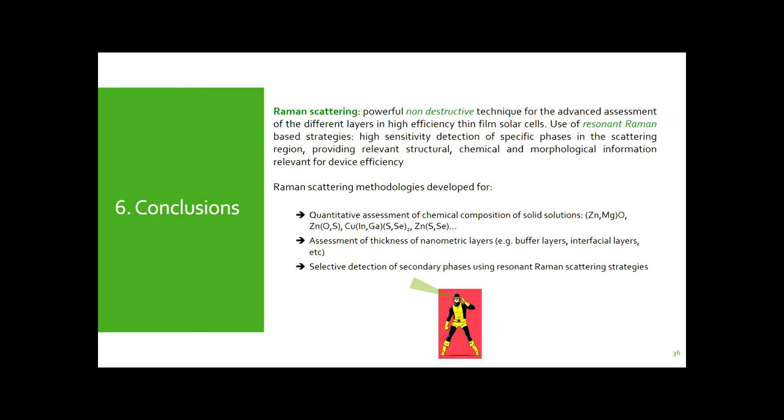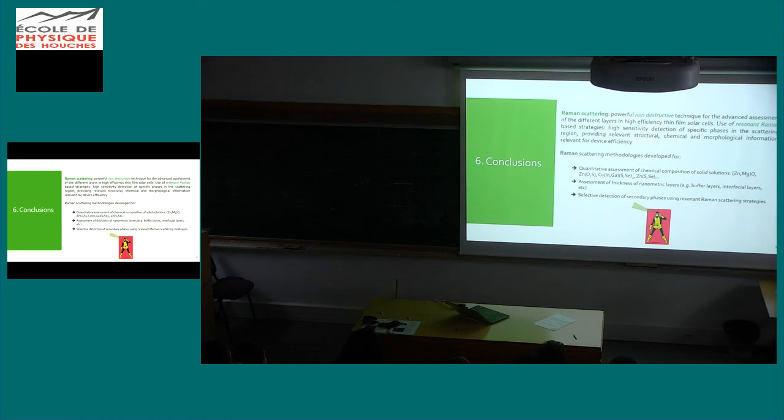And the conclusions. Raman scattering is a powerful and non-destructive technique. We can use resonant Raman strategies to increase the sensitivity and detection, and to highlight and identify some specific phases. We can also provide relevant structural, chemical, and morphological information about our layers. We proved this for different materials, but it can be used on almost any kind of material. We can also determine the thickness of our materials if they are nanometric, and also do selective detection of secondary phases.